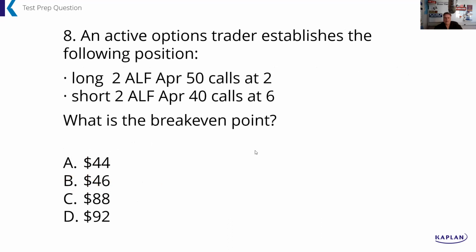An active option trader establishes the following position. If you've been with me any length of time and you've watched my options, you know there's 8 things you get asked about a spread. And one of those things is the breakeven. As a test-taking trick, you should definitely know that the breakeven is somewhere between 40 and 50. Again, I think of options as being about floors and ceilings, and so the breakeven is somewhere in there.